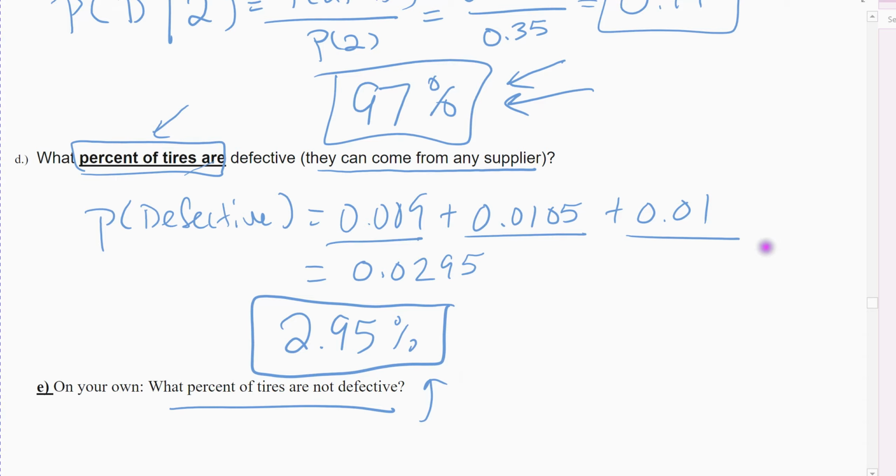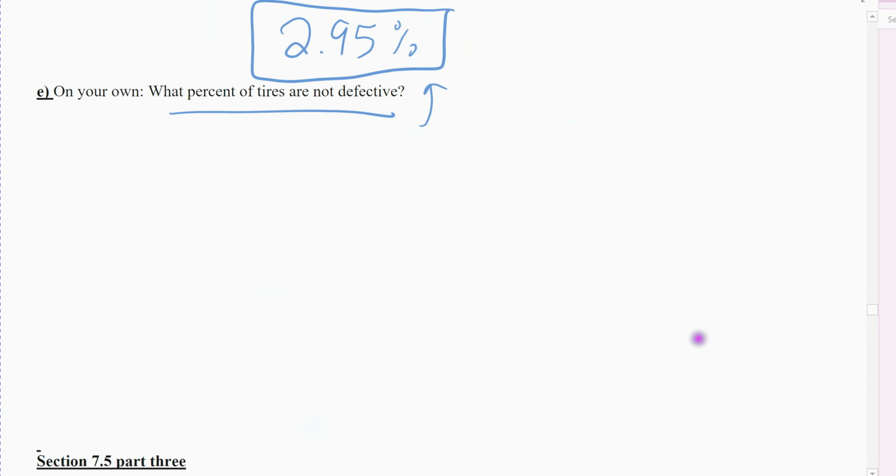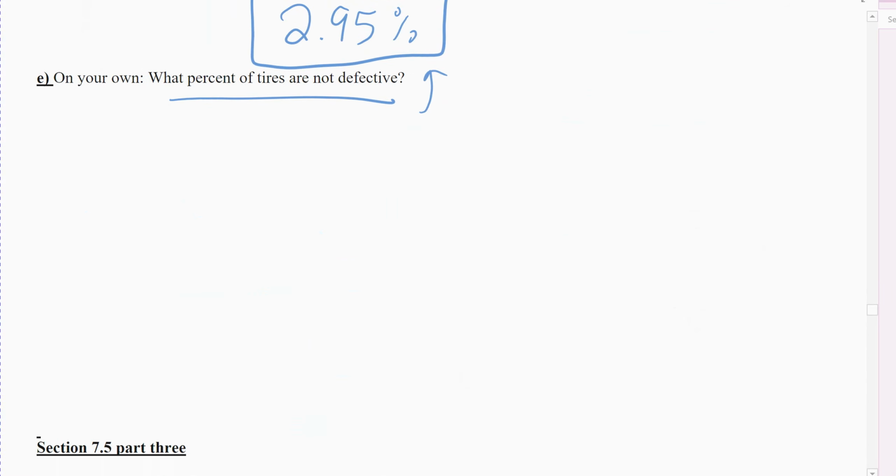I will stop there. So that finishes up the tree. We'll get into part 3 in the next set of videos, where we'll be leaving conditionals behind and looking at independent events. So independent events in the next video.